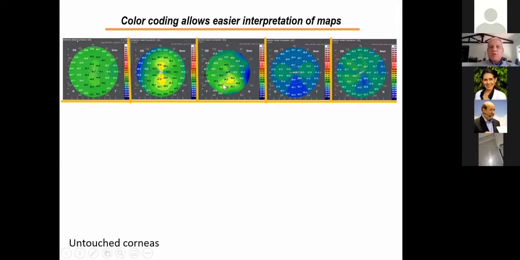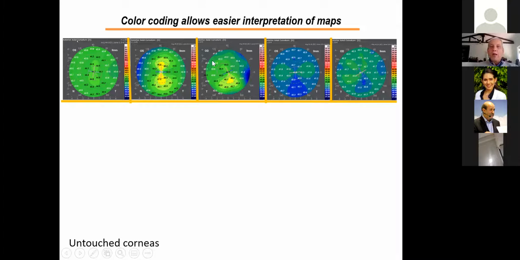These are anterior surfaces from untouched corneas. All have normal range, but the pattern is totally different. Pattern linked with colors will give you immediately what is happening in the cornea. In the first cornea, we have a symmetric bow tie in green. In the second, we already have the same bow tie, but in yellow and with more steps in colors, so it's more multifocal.